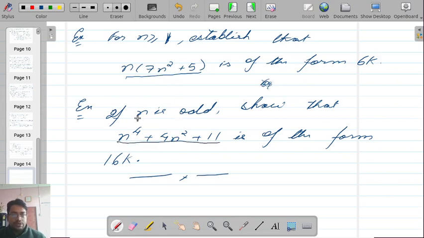And this one, it is already given that n is odd, so you just substitute. I think it will work, because here it will be 2q plus 1 whole to the power 4. So from here the constant term is 1. Here the constant term will come out as 4. So 4 plus 1 is 5. 5 plus 11 is 16. So you will get 16 common here. Please try these problems.